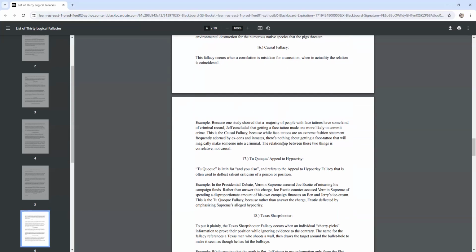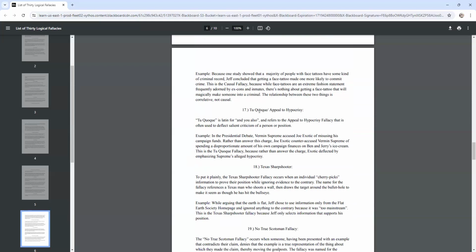This is the causal fallacy because while face tattoos are an extreme fashion statement frequently adorned by ex-cons and inmates, there is nothing about getting a face tattoo that will magically make someone into a criminal. The relationship between these two things is correlative and not causal.